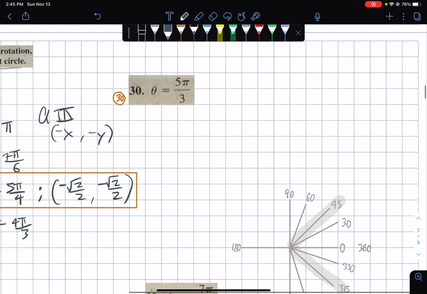Number 30 is 5 pi over 3. Convert that to degrees. In other words, multiply it by 180 over pi. What we get is 300 degrees. In what quadrant does 300 degrees fall?